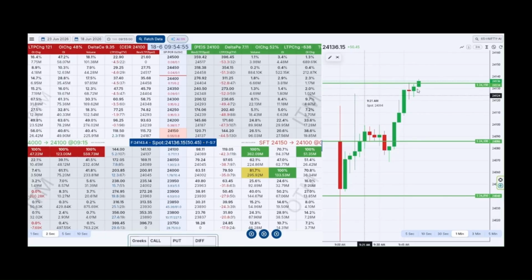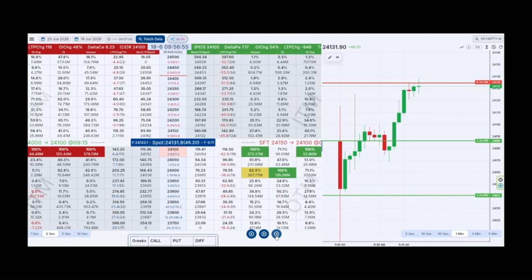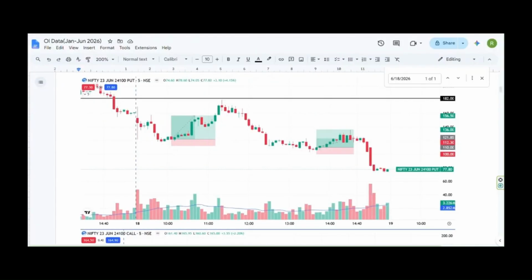One more important point. The put OI is not strong enough to break the 24,100 resistance because the put OI is only around 70%. The strongest put OI is still present at 24,000. This indicates that the market has a high probability of reversing from 24,100 and moving towards 24,000. This becomes our entry zone.